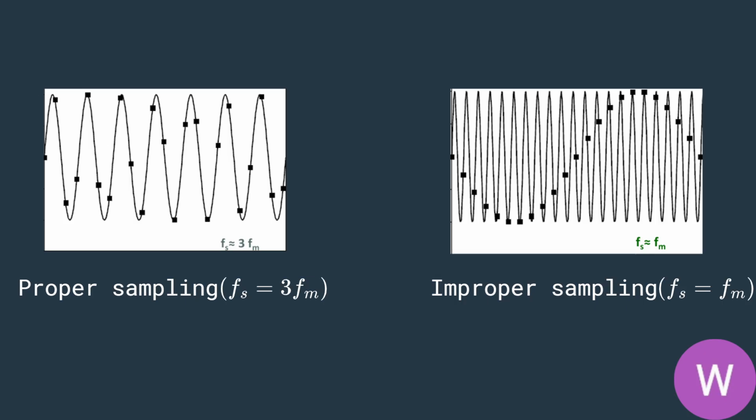The example on the right is an improper sampling because Fs equals Fm. Fs equals Fm means that in one cycle, you only take one sample. In the end, the sampling will be improper and it might cause distortion or overlapping between the signals. So this is the difference between proper sampling and improper sampling.